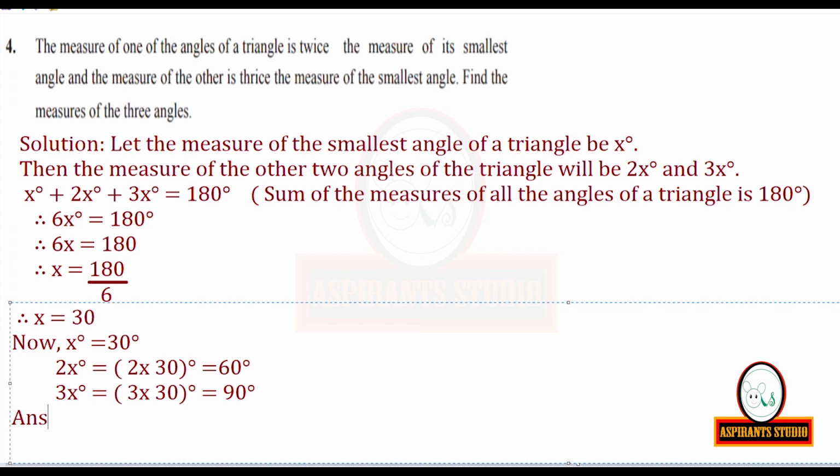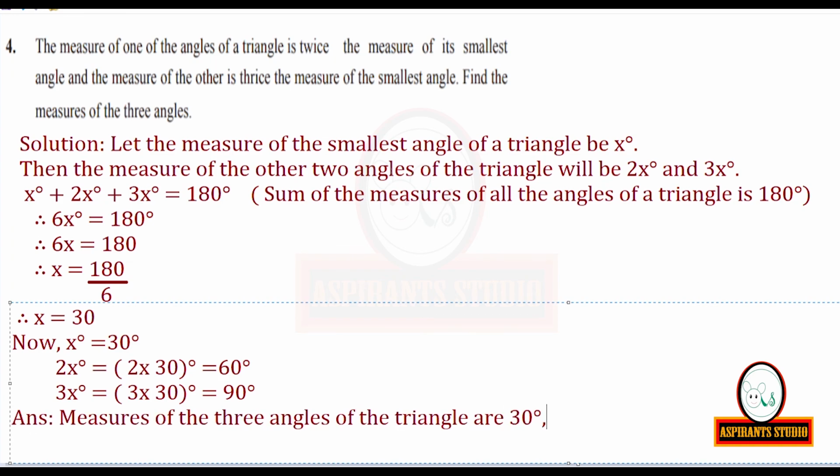Now look at the last line of the question. Find the measures of the three angles. So in the same pattern you have to write the answer. Measures of the three angles of the triangle are 30 degrees, 60 degrees and 90 degrees.